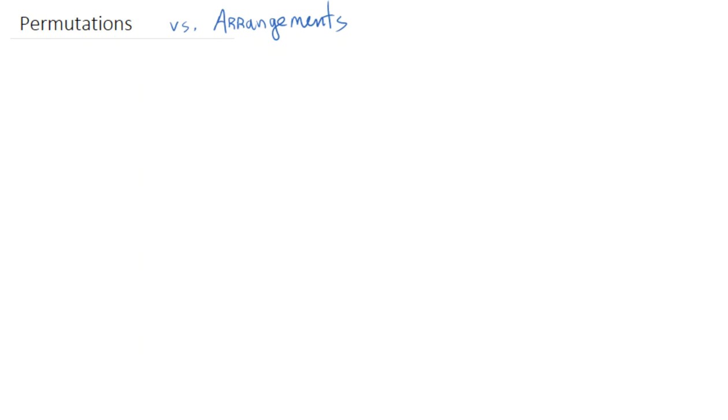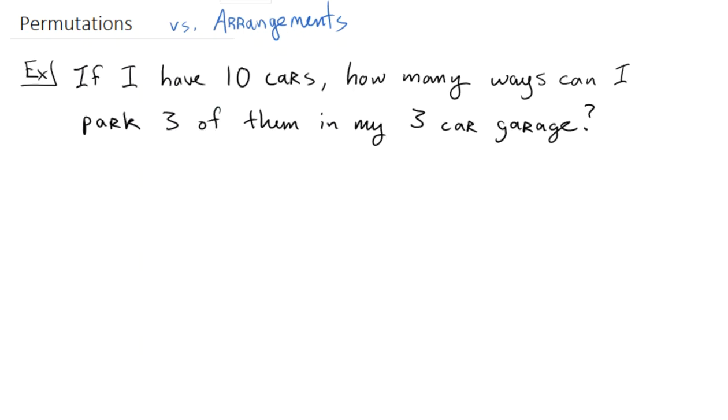So let's look at that example I just talked about where we have 10 cars and we want to figure out how many ways I can park 3 of them in my 3-car garage. So this is, again, something that I want to tie back to our fundamental counting principle. When I talk about the fundamental counting principle, I basically emphasize that we have slots that we're trying to fill, and we need to figure out how many ways we can fill each of those slots. Now, in this case, our slots are literal slots because they're the garage bays. And so we have our first garage bay, we have our second garage bay, and we have our third garage bay.